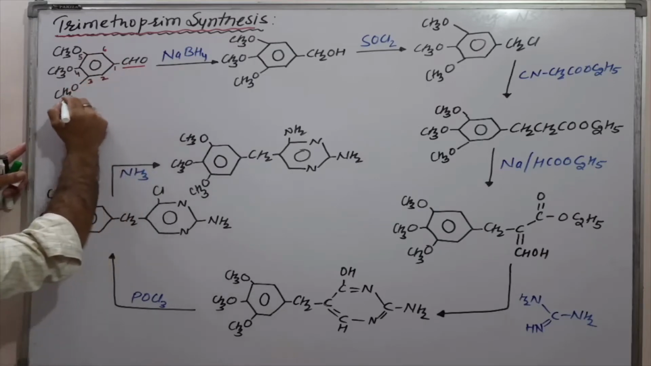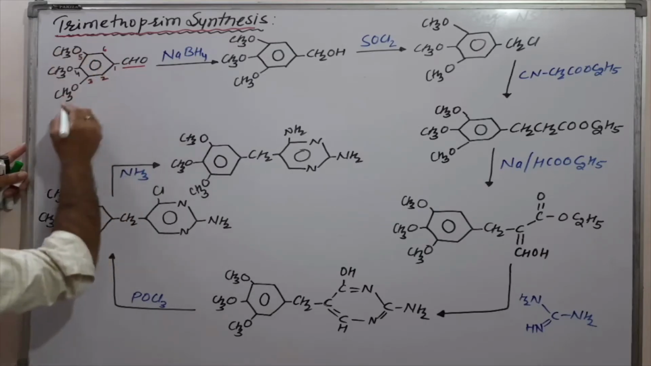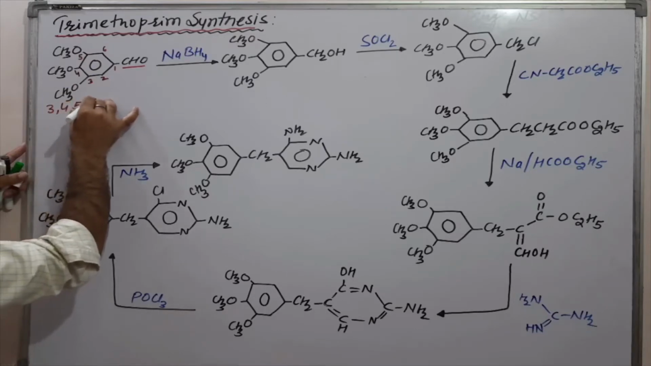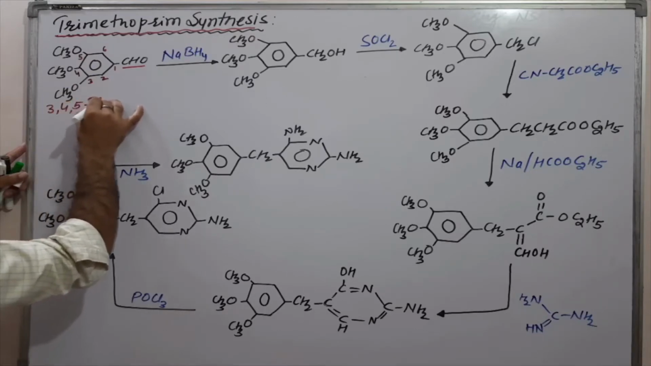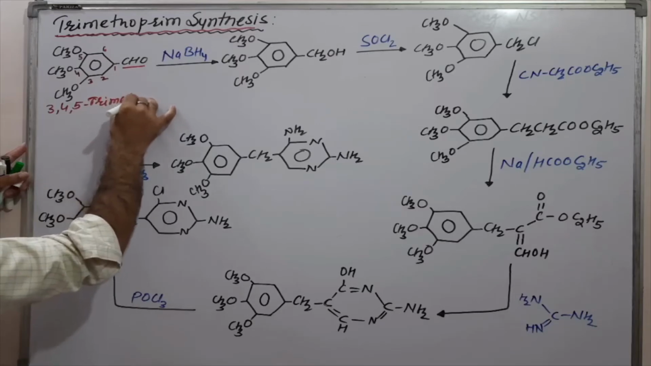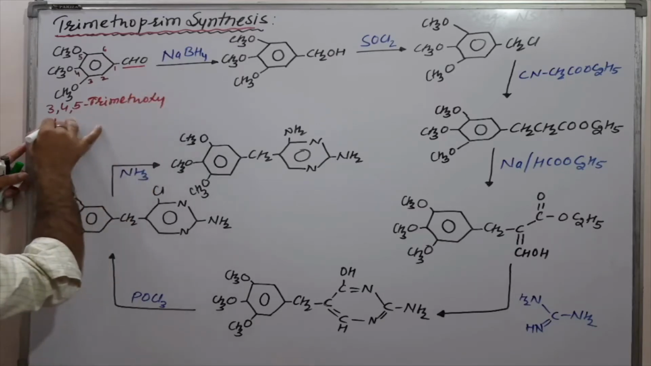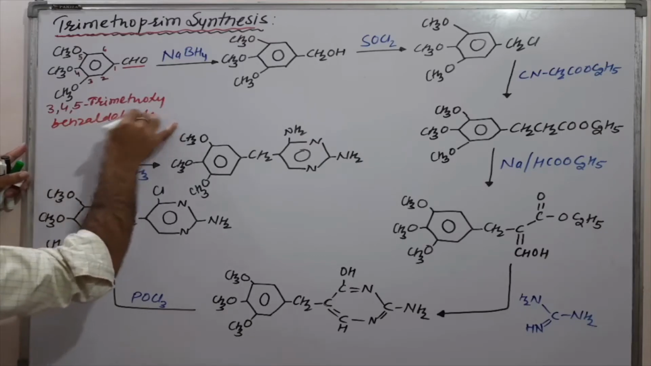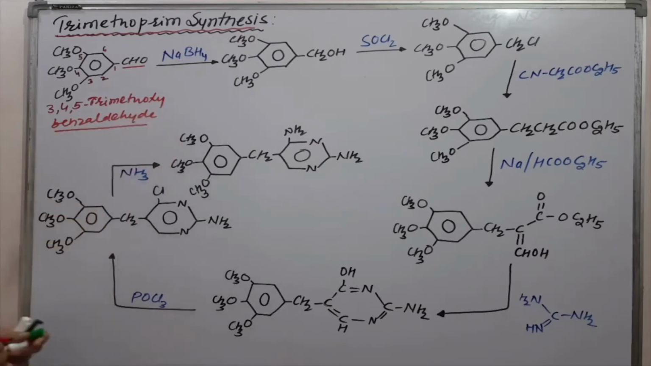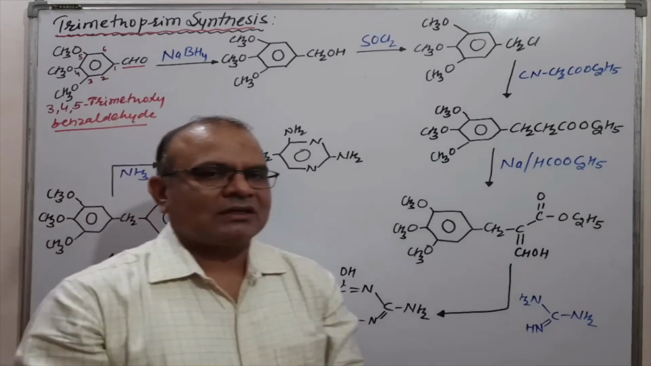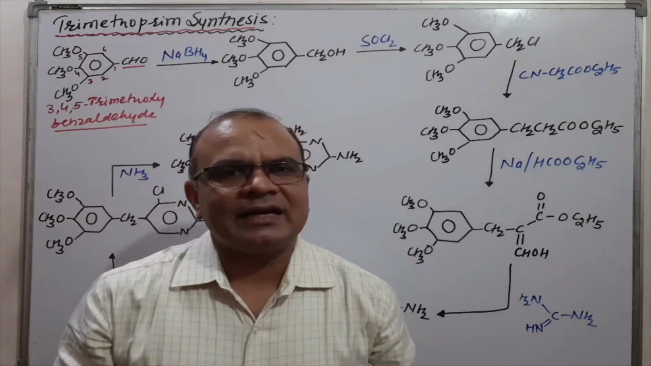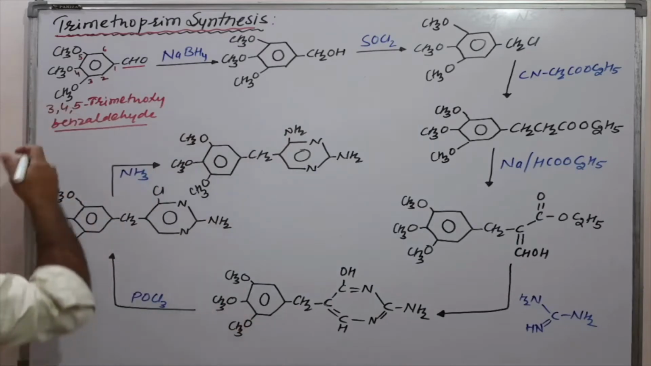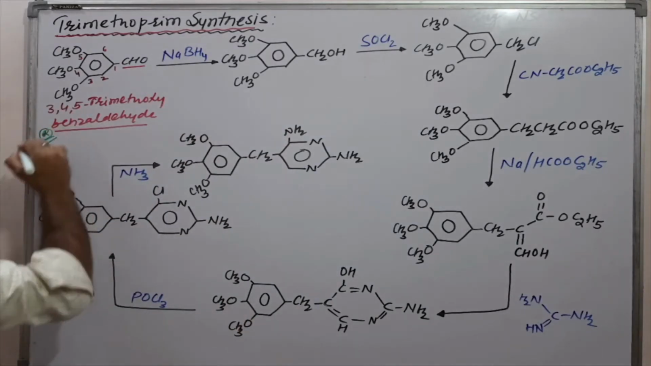Then how many methoxy groups? Three, that is 3, 4, 5 trimethoxybenzaldehyde. Okay, this is trimethoxybenzaldehyde, meaning the starting material of trimethoprim is known as trimethoxybenzaldehyde. Keep in mind, many times it is asked in different competitive exams.